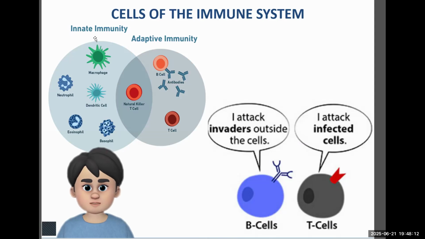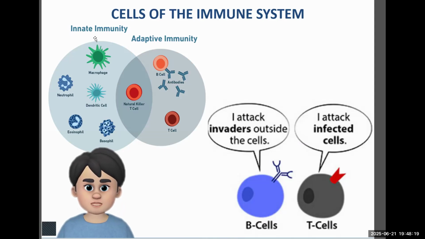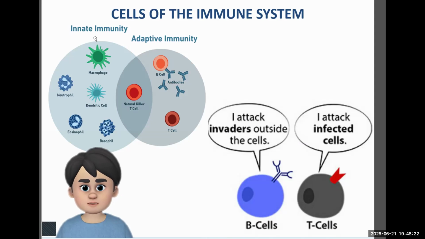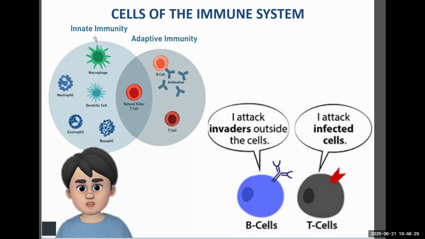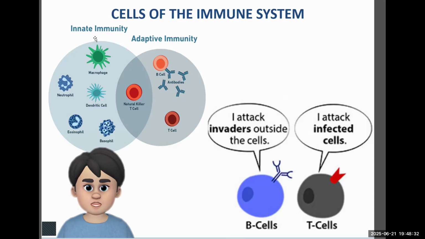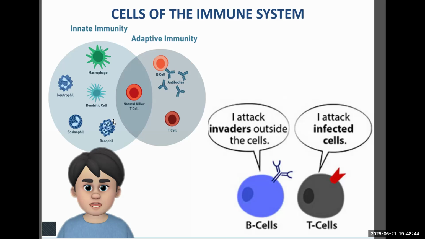Cells of the immune system: you have innate immunity and adaptive immunity, right? So you have to know about these two terms. Innate immunity is the body's first line of defense. Adaptive immunity, on the other hand, is a more specific and targeted response that develops over time and provides long-lasting protection. So write it down somewhere. You have to know what innate immunity and adaptive immunity are, right?